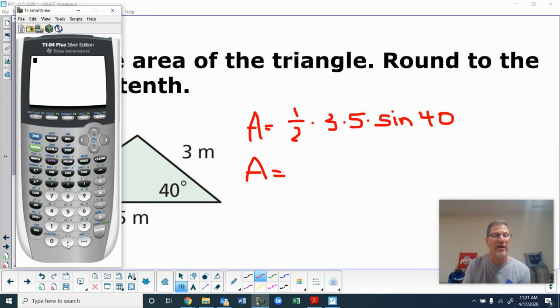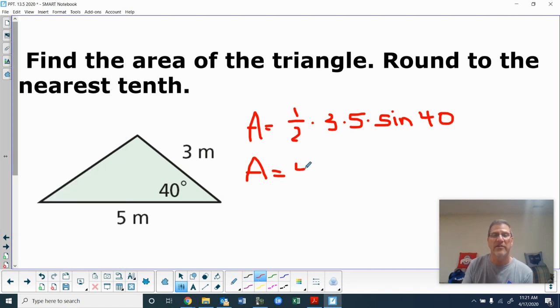And you can use 0.5 for 1/2. So I'm going to go 0.5 times 3 times 5 times the sine of 40. Close it up and just hit enter. To the nearest tenth is 4.8. So our answer is 4.8 square meters, since it's in meters. So that's how you find the area of a triangle a little differently. You have a few problems like that.